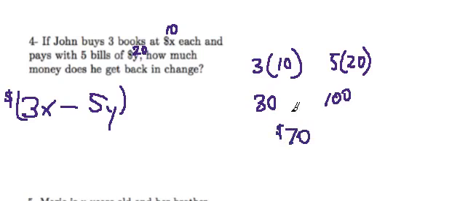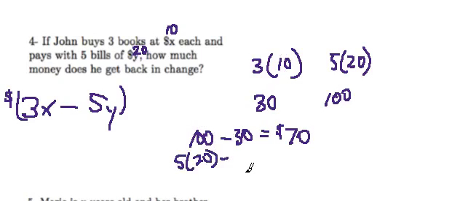Now, where did that 70 come from? Okay, I did 100 minus 30 to get 70. And where did that 100 come from? That was 5 times 20. And this 30 was 3 times 10. So that's how I got my $70.